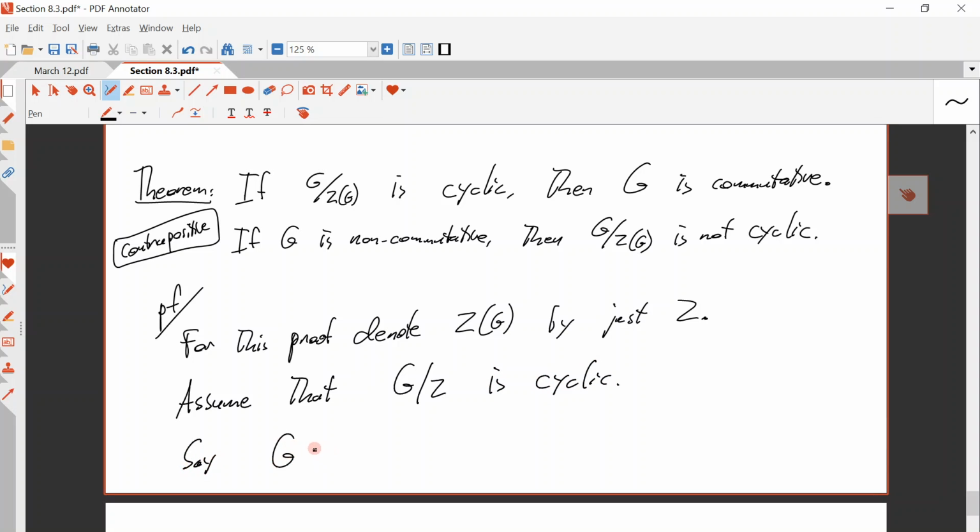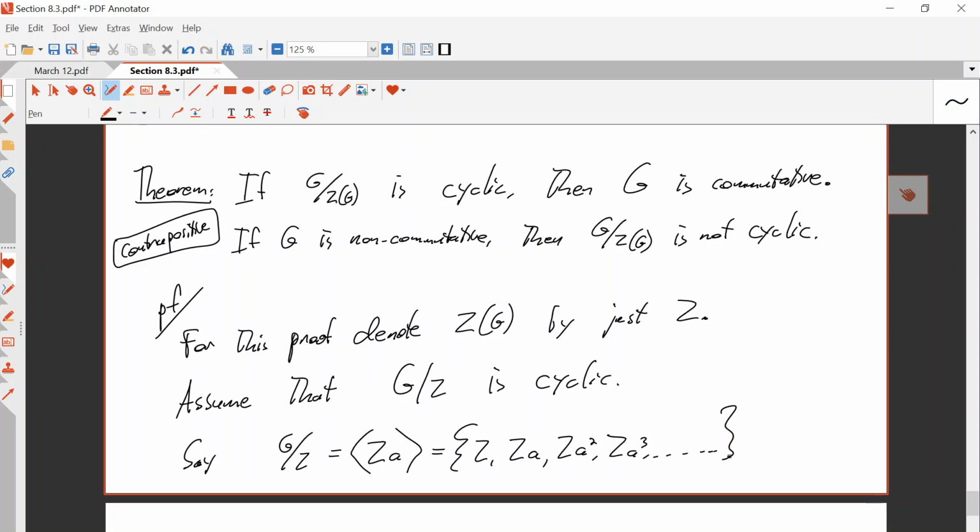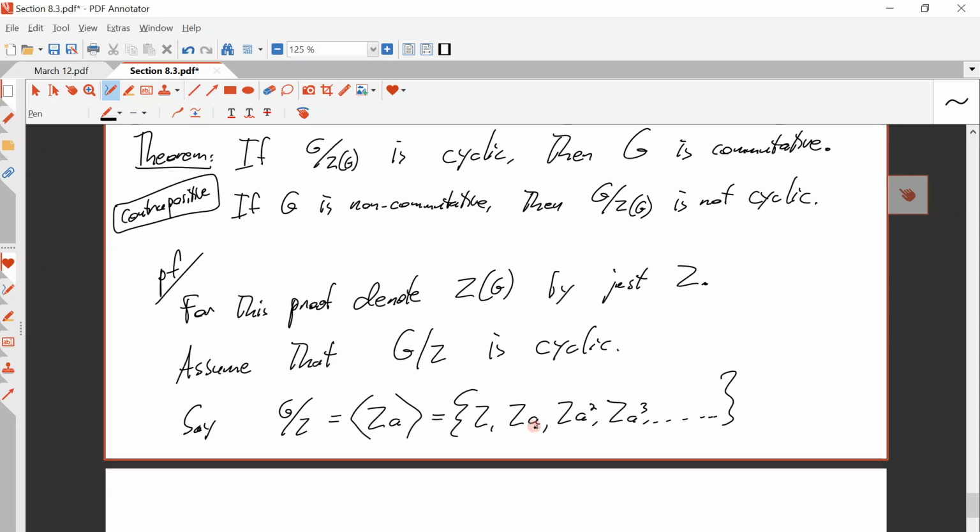Say that G mod Z is equal to the subgroup generated by the right coset ZA. Remember the identity element is the coset, the subgroup Z itself. ZA is one coset, ZA squared, ZA to the third, and so on and so forth. And it could be infinite. It could be an infinite cyclic group, and that's fine, in which case you'd need ZA inverse, ZA squared, and so on.